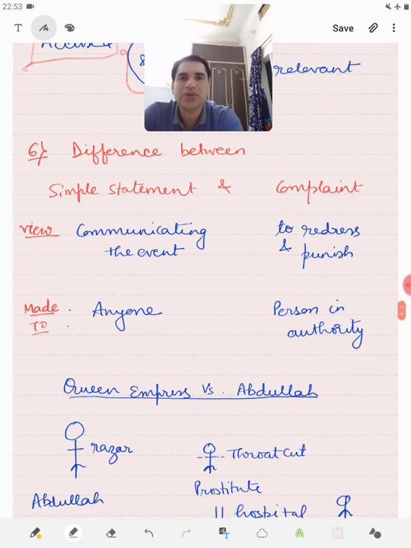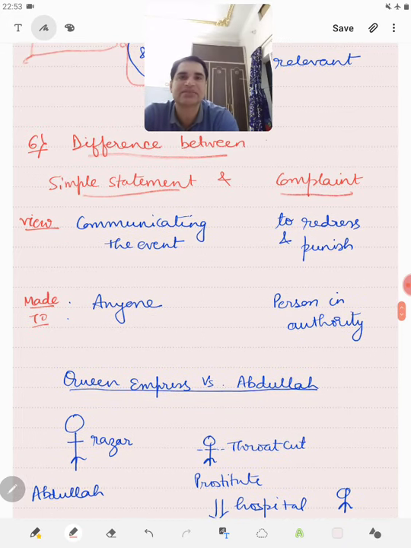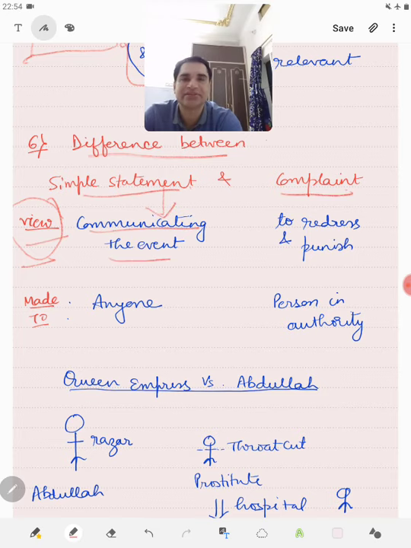Now, what is the difference between a simple statement and a complaint? Friends, this is a very tricky question and has been asked in the preliminary examination as well as the mains examination many a time. So please understand it. The difference between a simple statement and a complaint is the view with which the statement is being made. In a simple statement, the view is just communicating the event, while in a complaint, the purpose is to redress and punish the accused.